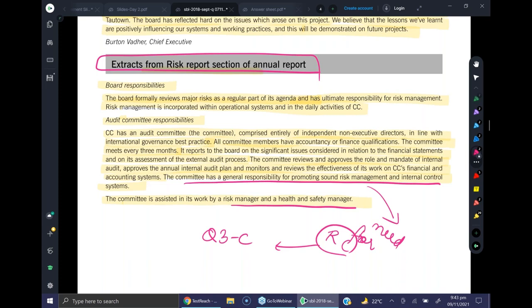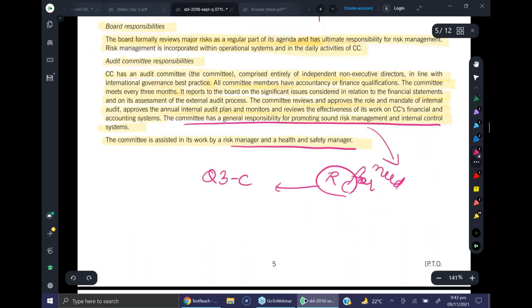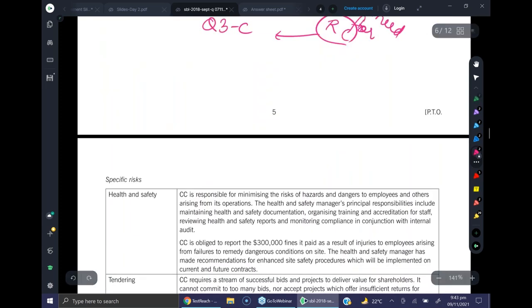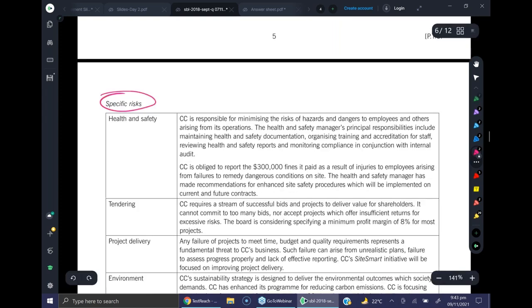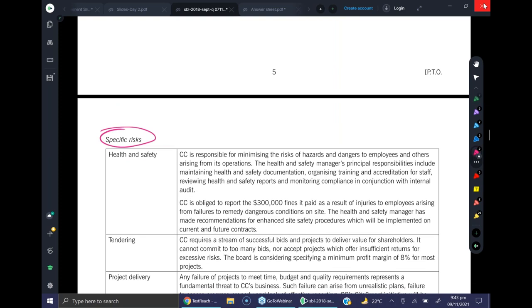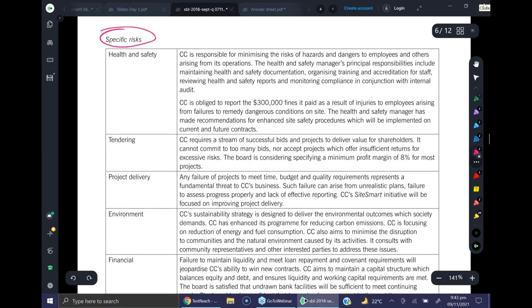Let's read the rest of the case study to find out if they have any. They actually don't have a lot of mechanism for risk management, and that's why they need to have the risk committee. Okay. Specific risk. So some of the risks of the company are mentioned here, let's see. So there is this health and safety risk, as you can see. I'm going to read the risk and then I will take more questions.